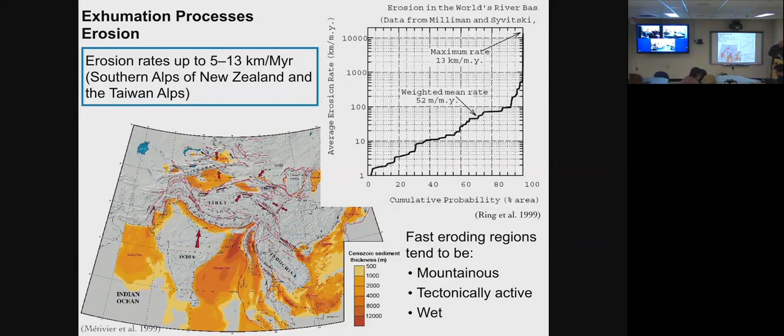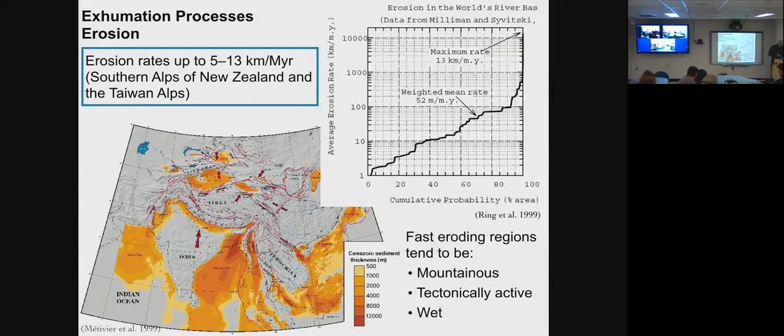And essentially, on average, rivers have an erosion power of about 50 meters per million years. However, some river systems can be very, very aggressive. 5 to 13 kilometers of material can be removed by some of the more aggressive, efficient river systems. That's a lot of material. In 1 million years, you could expose greenschist rocks just by erosion alone.